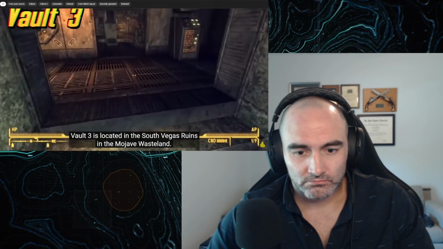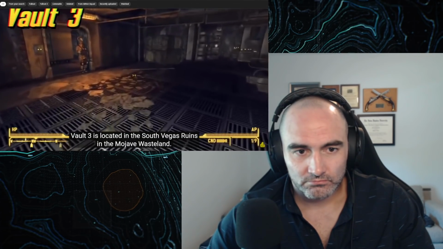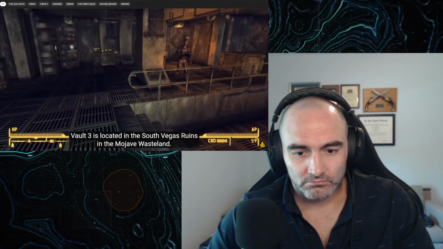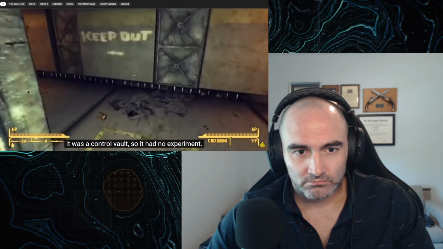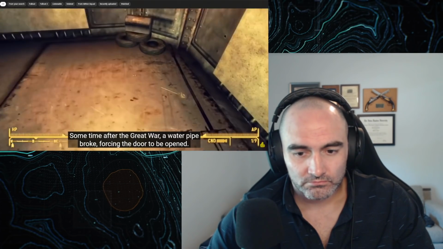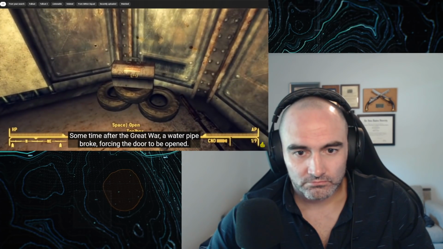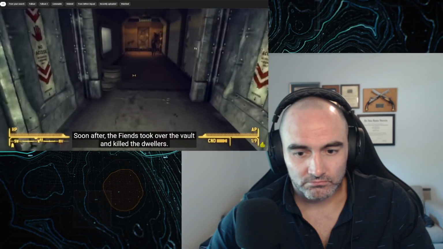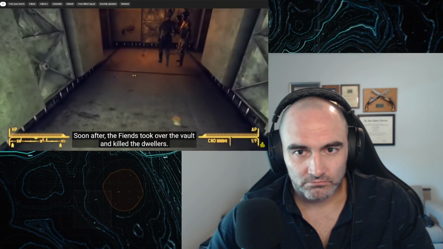Vault 3 is located in the South Vegas ruins in the Mojave Wasteland and can be found in Fallout New Vegas. It was a controlled vault, so it had no experiment. Sometime after the Great War, a water pipe broke, forcing the door to be opened. Soon after, the Fiends took over the vault and killed the dwellers.